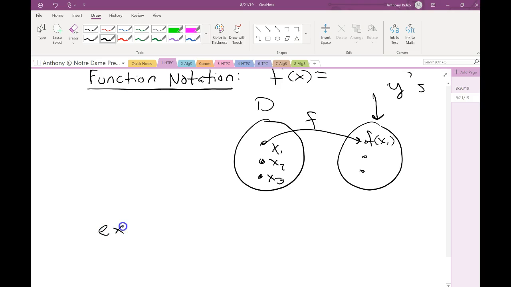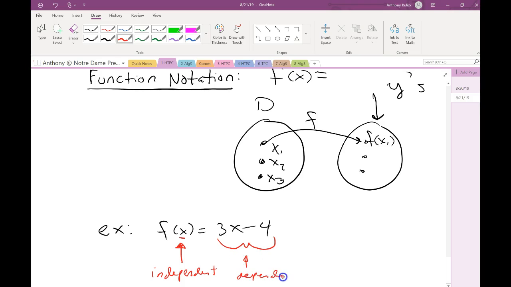So for example, if we have f of x equals 3x minus 4, we give this variable x a special name. We call it the independent variable, because we get to choose what the x is. And then the result here, the y, is the dependent variable, because to calculate that, I need to know what x is.